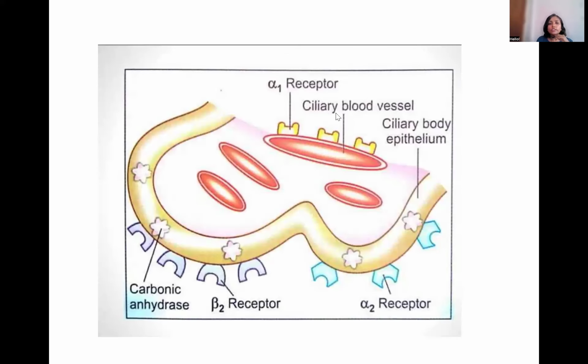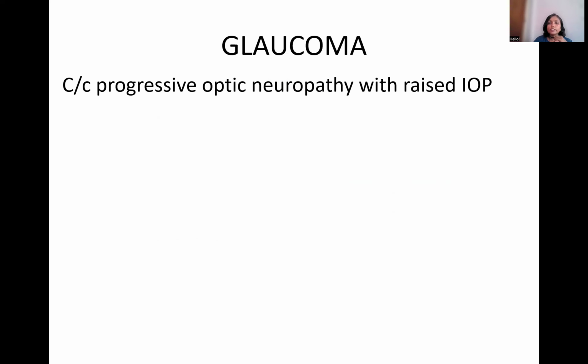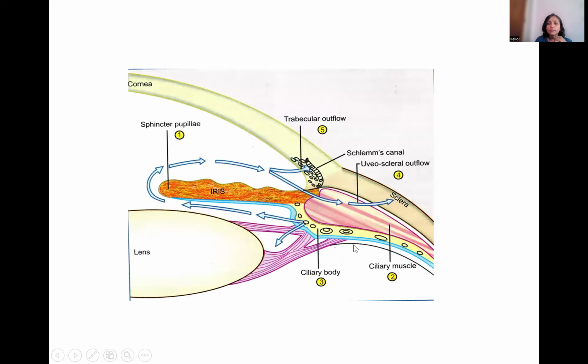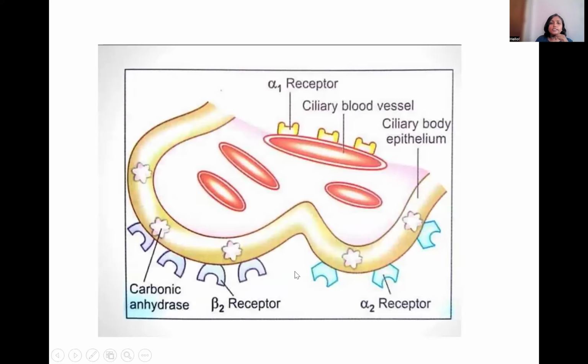Now, suppose you have the ciliary body. You can see the ciliary body is here. This is your ciliary body. If you take a section of the ciliary body, you can see certain receptors and enzymes here. You can see the blood vessels here. These blood vessels will contain alpha receptors, alpha 1 receptors to be specific. Then there are alpha 2 receptors. Now, this is the ciliary body epithelium, with the ciliary blood vessels.